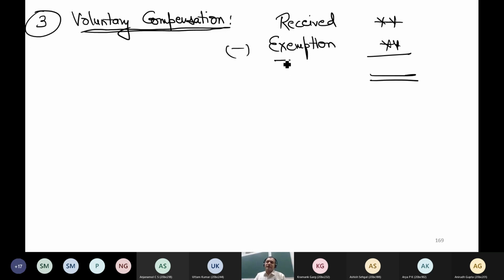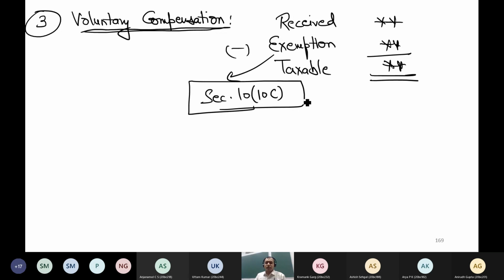How much is the exemption? Read yourself, because these are very easy. Read section 10, clause 10(10C) from the website of the tax department, incometaxindia.gov.in. I will only discuss the doubts of these points. I will not solve anything for these 2 concepts, 10(10B) and 10(10C). I will only discuss doubts in the next class and only in the next class.